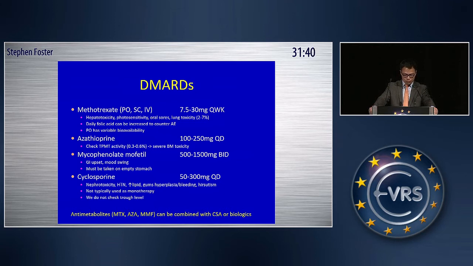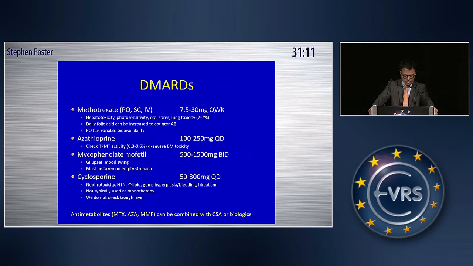Imuran, usually 100 to 250, and you have to check the TPMT activity if you ever order this because it can lead to very severe bone marrow toxicity. It's just a gene, an enzyme activity. Some people just inherit it. CellCept, mycophenolate mofetil, you're talking about 500 to 1500 milligrams BID. That has to be taken on an empty stomach, usually 1 hour before or 2 hours after a meal, and it's actually very well tolerated. The most common side effect is GI upset or mood swings.